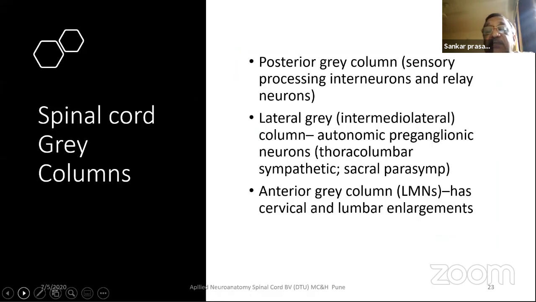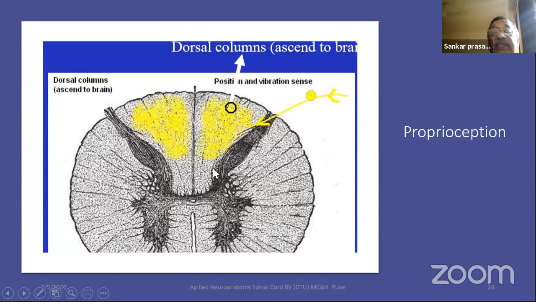The posterior gray column is processing the proprioception, and this also has some interneurons and relay neurons. The relay neurons means that the posterior columns, while they are ascending, give collaterals to the Clarke's column nuclei or posterior nuclei, which are very important for conduction of the proprioceptive information to the cerebellum. The lateral gray matter is autonomic preganglionic: thoracolumbar sympathetic and sacral parasympathetic. And the anterior gray column has the cervical and lumbar enlargement. So these are the main issues here.